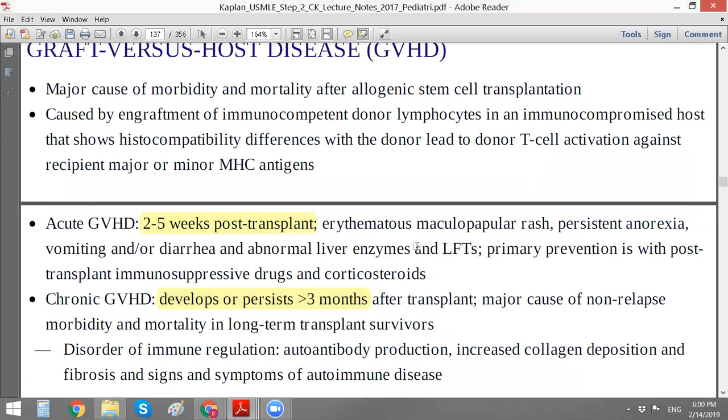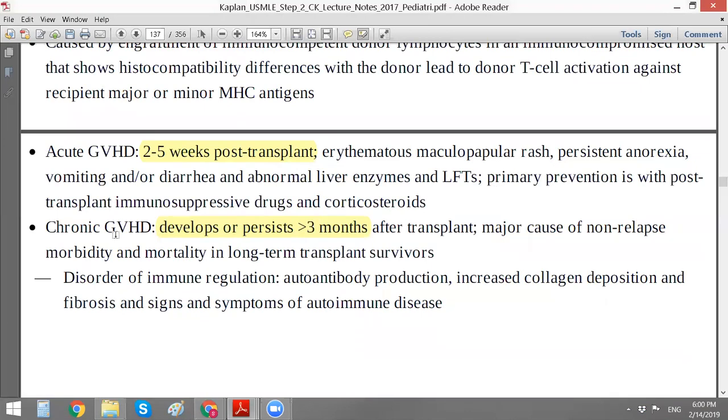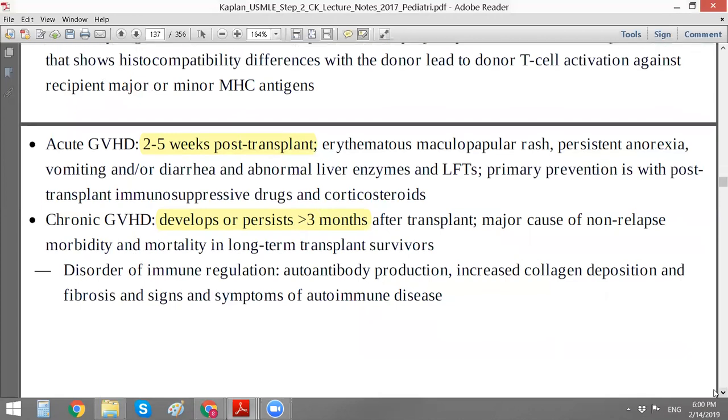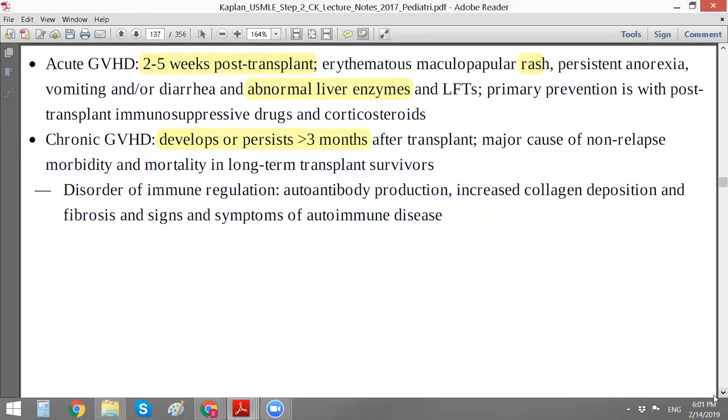The acute form has an erythematous maculopapular rash, persistent anorexia, vomiting, diarrhea, abnormal liver enzymes. Primary prevention is with post-transplant immunosuppressive drugs and corticosteroids. Chronic is disorders of immune regulation, autoantibody production, increased collagen deposition, fibrosis, signs and symptoms of autoimmune disease. So if we are getting this rash and persistent anorexia, vomiting, diarrhea, abnormal LFTs, then this is acute. Chronic is a more insidious, very gradual process.